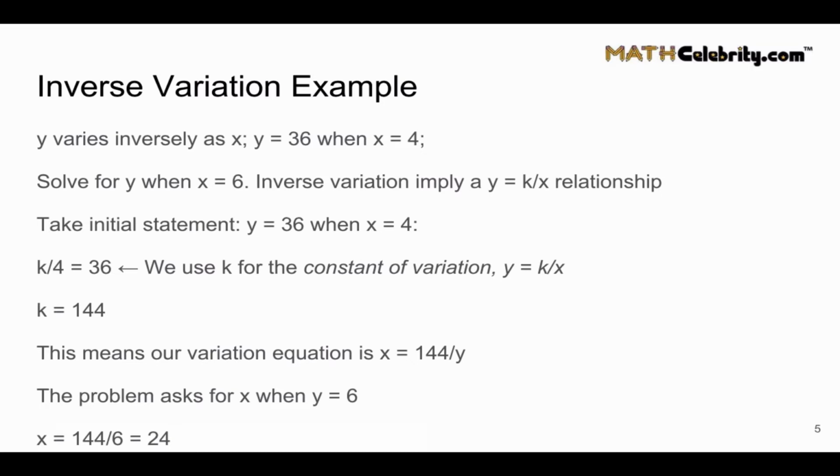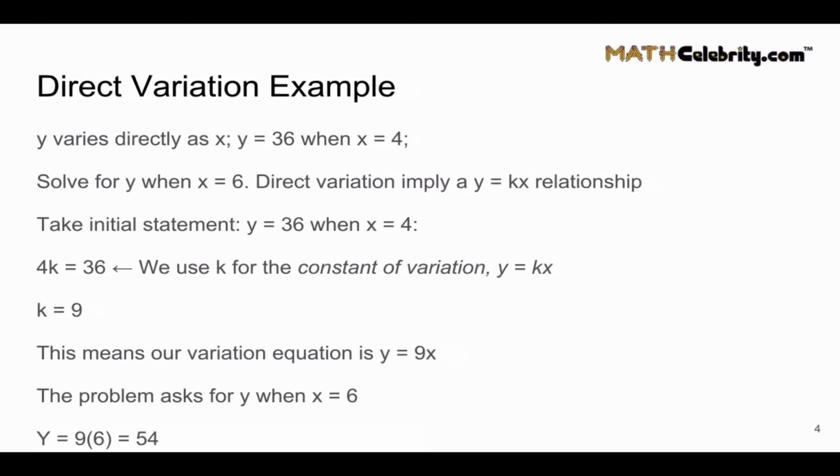There's the key word, inversely. Y equals 36 when x equals 4. We want to solve for y when x equals 6. Now if you notice, we use the exact same numbers, we're just using an inverse problem. Now, inverse variation implies a y equals k divided by x relationship.